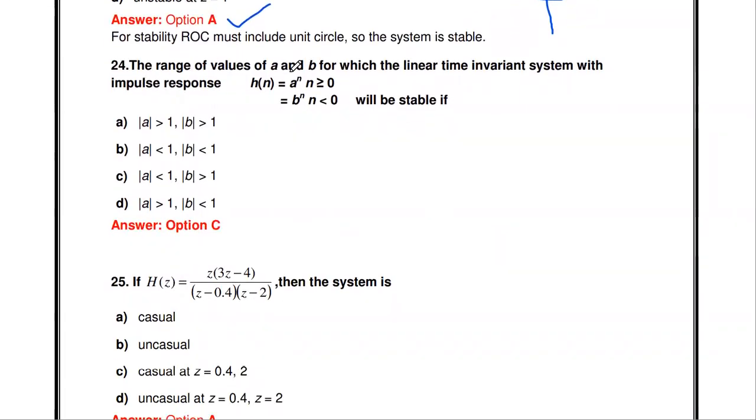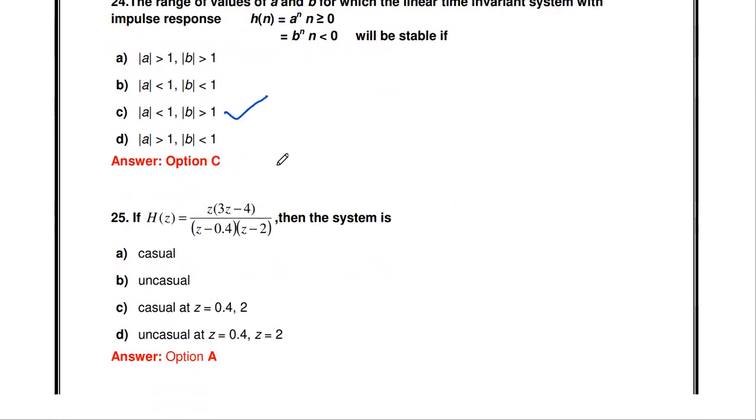Next one: the range of values of a and b for which the linear time invariant system with impulse response h(n) equal to a^n for n greater than 0, and b^n for n less than 0, will be stable, in which condition? For modulus of a less than 1 and modulus of b greater than 1. This is the condition. Under this condition the system will be stable.